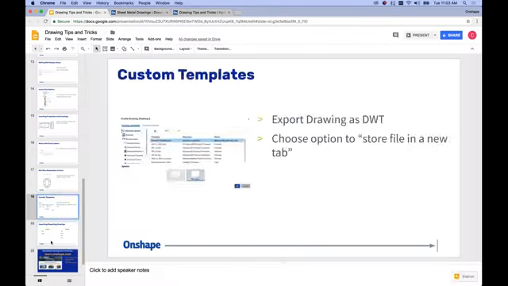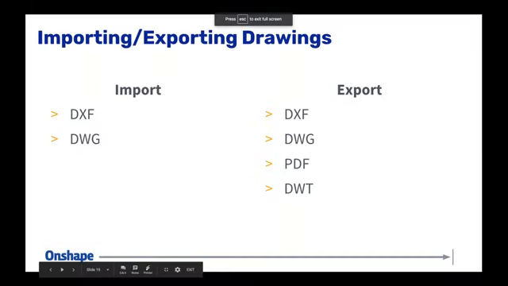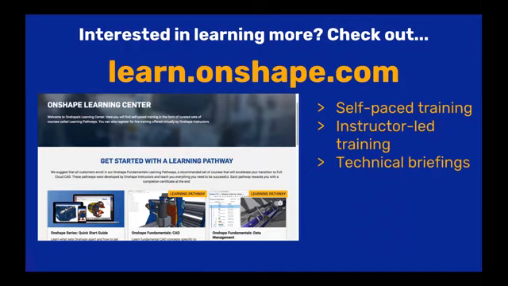One final thing I would mention, what about exporting? What formats do we export? What are the different import options? It's fairly straightforward. We can import DXF and DWG. And that's why I mentioned earlier, you want to make sure you translate SolidWorks drawings to one of those two formats to bring them in. We can export DXF, DWG, PDF, and DWT, of course, which is what we used here for the template. So that's the final question that I want to make sure to get to.